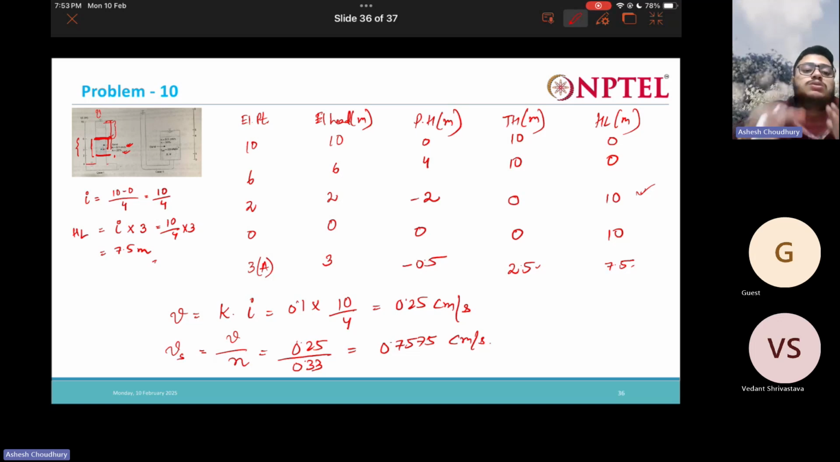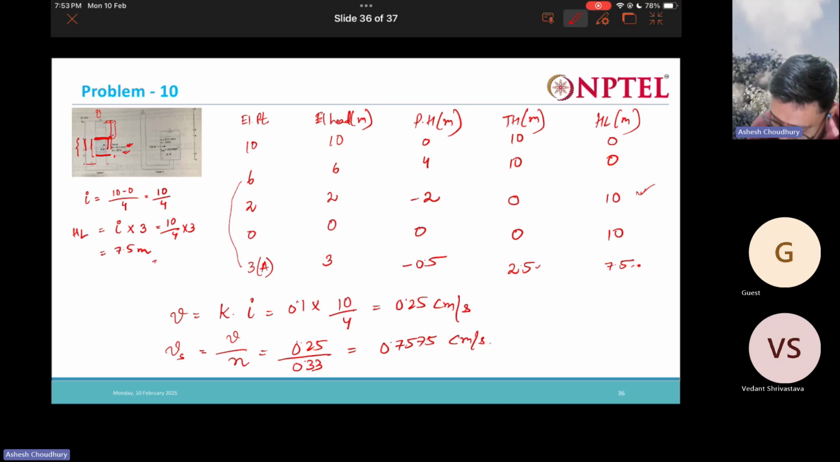Right. Now next come to point A. For point A, I need to find out the hydraulic gradient first, which is 10 by 4. Now when the water traverses a distance of 3 meters from 6 to here, how much head loss is happening? Nothing but i into 3, 10 by 4 into 3, which is 7.5. So 7.5 meters is the head that is lost while traveling from point 6 to point 3. So my head loss is 7.5.